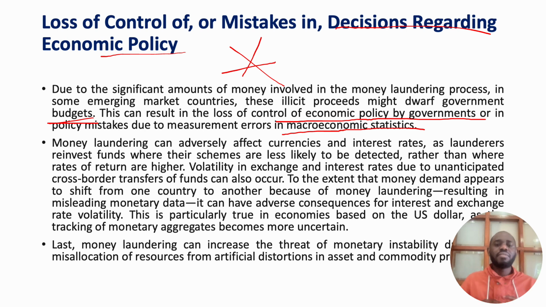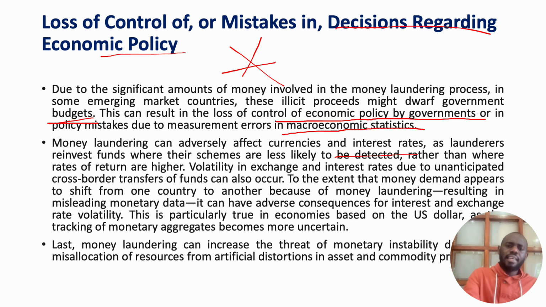More still, when we have money from proceeds of crime, these millions and billions of dollars, they're going to affect interest rates. Eventually, interest rates are going to be affected, because money launderers will want to reinvest funds so that the source of their income and their wealth appears legitimate. They're going to reinvest that money. But remember, that money was not part of the legitimate economy of a country. So overall, money laundering will lead to loss of control and mistakes in decisions regarding economic policy of a country.